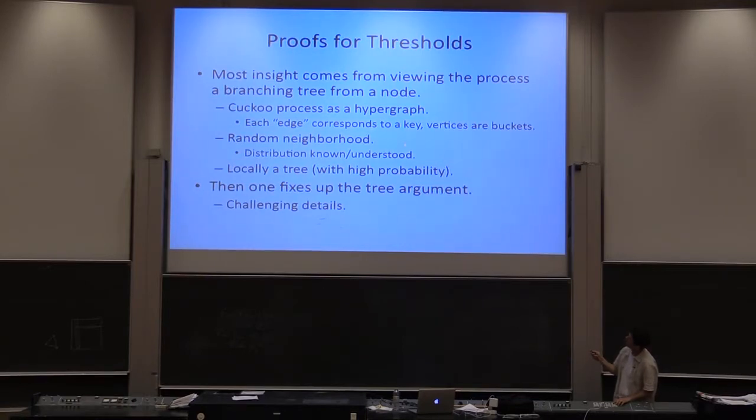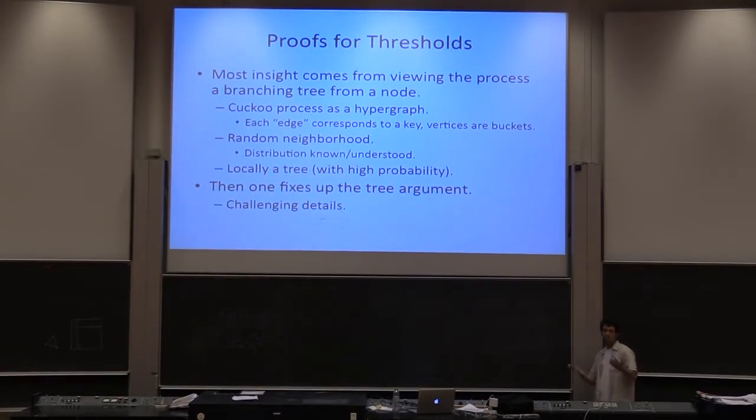This cuckoo process is sort of a random hypergraph where each edge corresponds to a key and vertices are buckets. So you pick some vertex and you start looking at the neighborhood around the bucket. And the distribution, this is just a random graph. It's well known and understood. Locally, it should look like a tree.